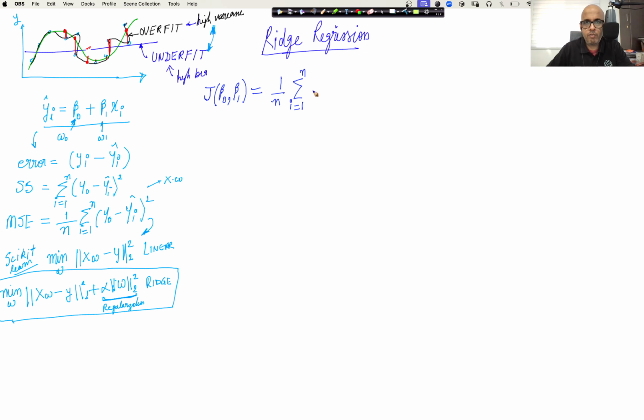So this goes from 1 to N, and inside of this we have yi minus y hat of i, squared. So that's the first term that we already know exists. In addition to this, we have yet another term, which is the regularization term, which is going to be alpha times beta 1 squared. I'm writing just beta 1 squared because we are assuming that we are working with only one feature right here, and that's why we just have this one pair of beta and x.